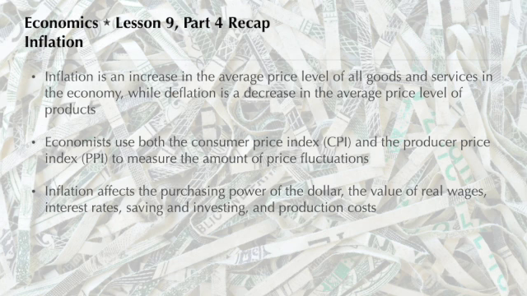So that's the way it is with Lesson 9, Part 4, Inflation. At this point, you should know that inflation is an increase in the average price level of all goods and services in the economy, while deflation is a decrease in the average price level of products. Economists use both the Consumer Price Index, or CPI, and the Producer Price Index, PPI, to measure the amount of price fluctuations, and inflation affects the purchasing power of the dollar, the value of real wages, interest rates, saving and investing, and production costs.